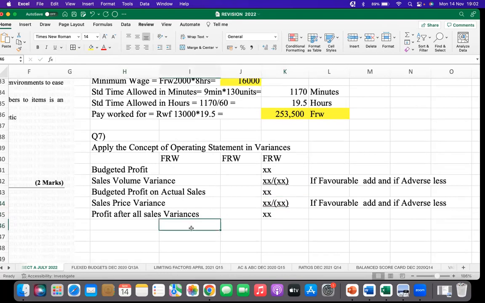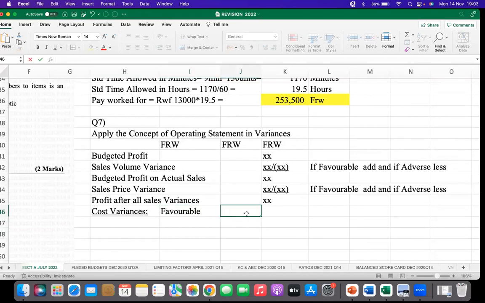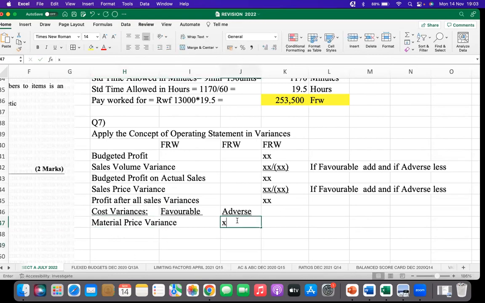And then once you have got there, you now come and account for all your cost variances. All cost variances are now accounted for here. I've said I'm trying to be slow here so that it sinks. You have favorable variances there and adverse variances there in those inner columns. So you start with material price variance. I'm assuming it is adverse. If it is adverse, I post it there. I'm just assuming, I don't know.